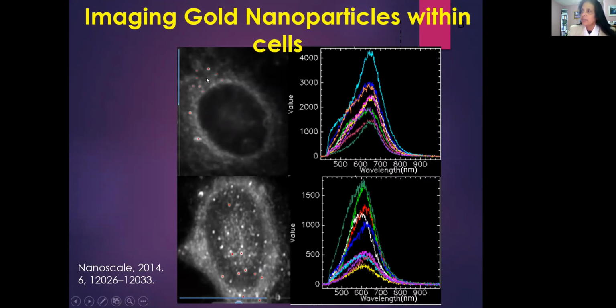For example, this image shows a cell where nanoparticles are not targeted into the nucleus. So you can see there is no signal coming from the nucleus, but in this case, the nanoparticles are targeted into the nucleus. So all these bright spots are basically nanoparticles in the nucleus. We can also verify whether these bright spots are gold by taking a spectrum in that spot. So we know for sure these are gold nanoparticles.